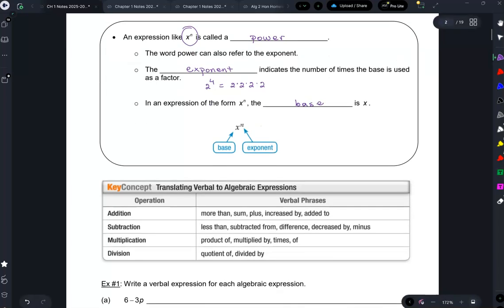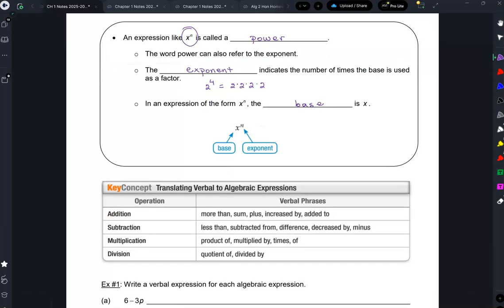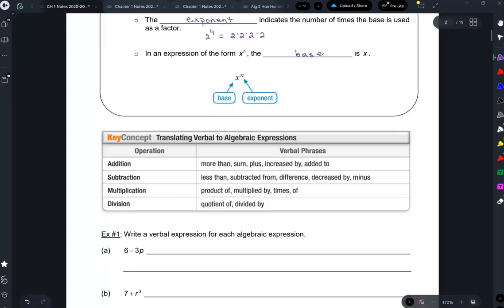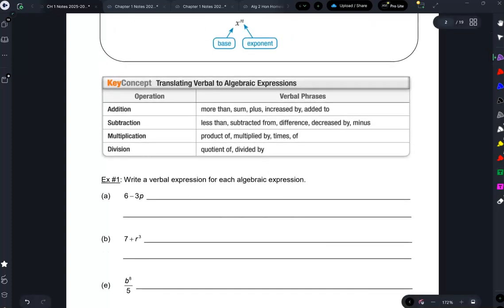Often we have to translate words into number sentences and back and forth. I think you guys have seen this before. There are many words that are used for addition: more than, sum, plus, increased by, added to. There are lots of words that are used for subtraction, some for multiplication, some for division. You've seen these before?